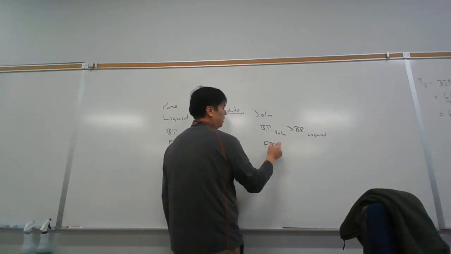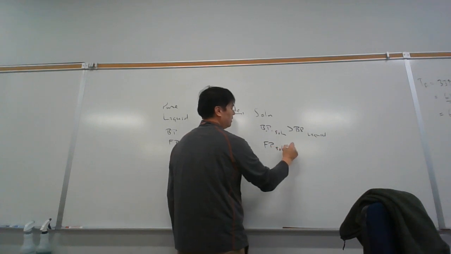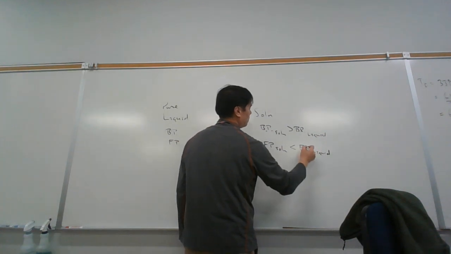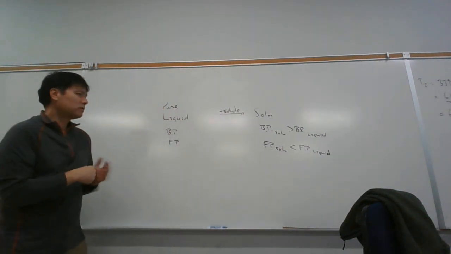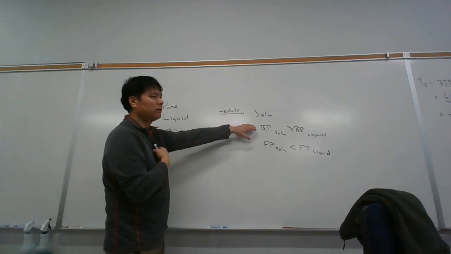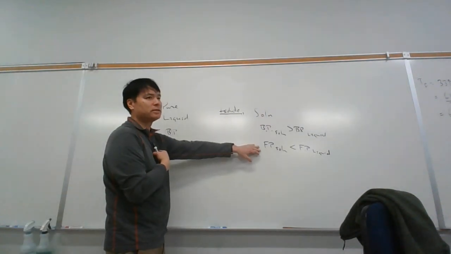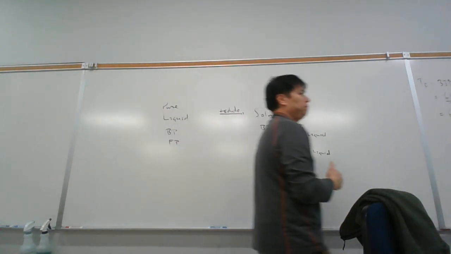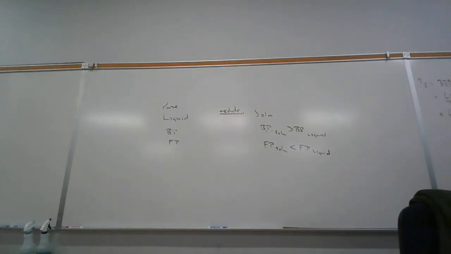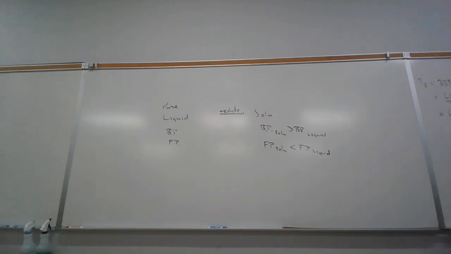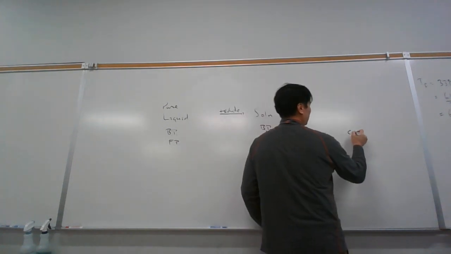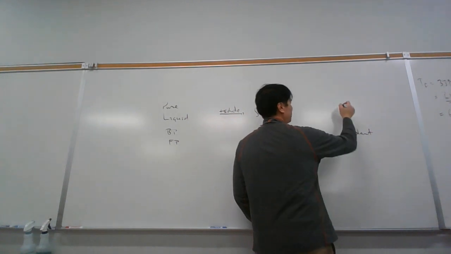And the freezing point of the solution is going to be lower than the freezing point of the liquid. So if we have salt water, it boils at greater than 100 degrees C and freezes at less than 0 degrees C. Ethylene glycol is this. If the boiling point is higher, then we call that a coolant. This is for antifreeze.